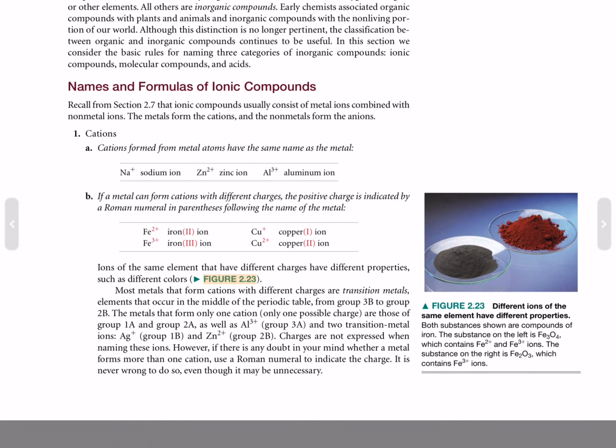Most metals that form cations with different charges are transition metals, elements that occur in the middle of the periodic table from groups 3B to 2B. The metals that form only one cation, only one possible charge, are those of groups 1 and 2, as well as aluminum, and two transition metal ions, silver and zinc. Charges are not expressed when naming these ions. However, if there's any doubt in your mind whether a metal forms more than one cation, use a Roman numeral to indicate the charge. It's never wrong to do so, even though it may be unnecessary.